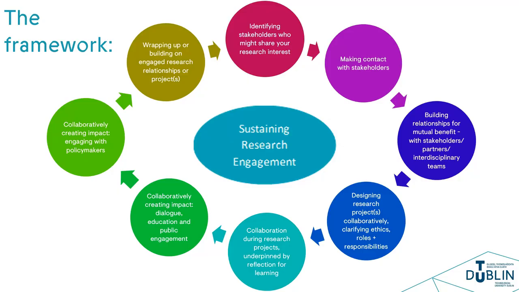So the first point on the cycle is at the top. So it's about identifying stakeholders who might share your research interests. And then having identified who might be the people you want to talk to, it's about how do you go about making contact with them? And then how do you go about building positive relationships which will benefit you and them, whether it's with stakeholders or whether it's with partners or whether it's even with interdisciplinary teams within the university.